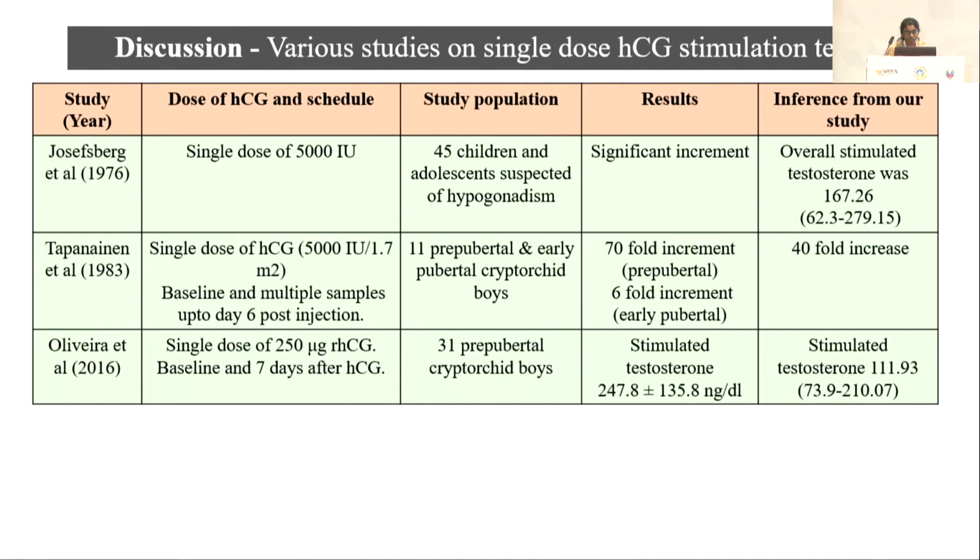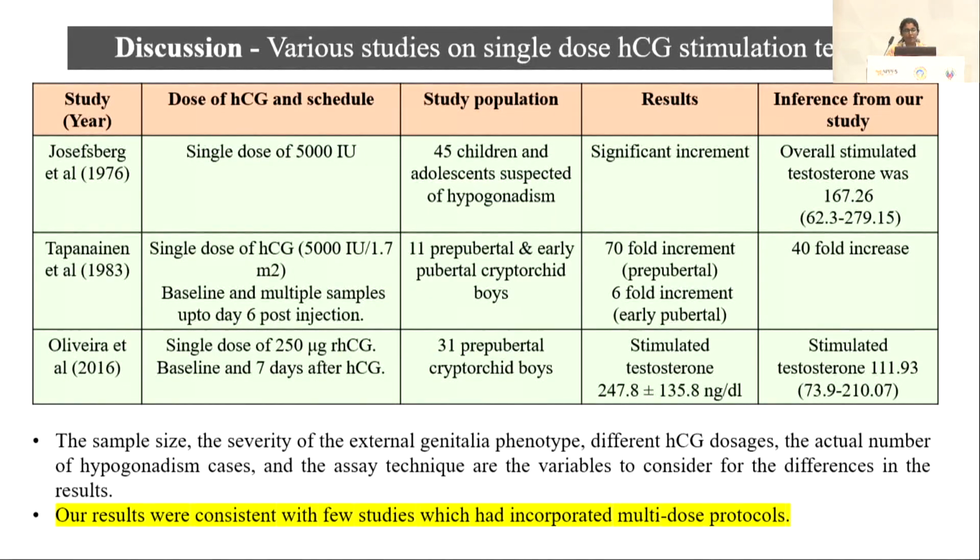So I just want to give an idea about the single dose test which had been in practice. The dosage of 5,000 international units per 1.7 meter square and various other dosages were used. And recently recombinant HCG is also being tested, and equal results have been found. So our results were also consistent with a few studies which had also incorporated multi-dose protocols.